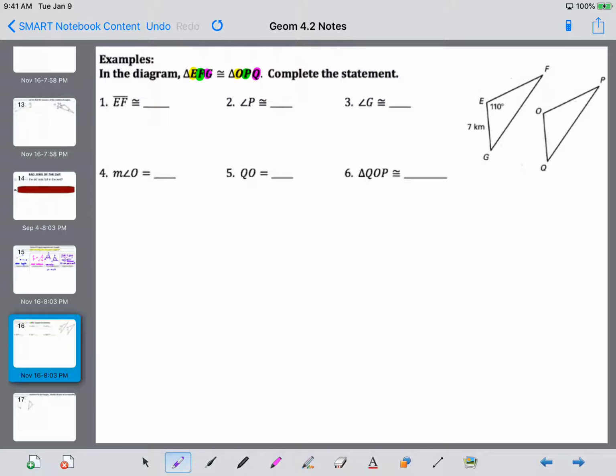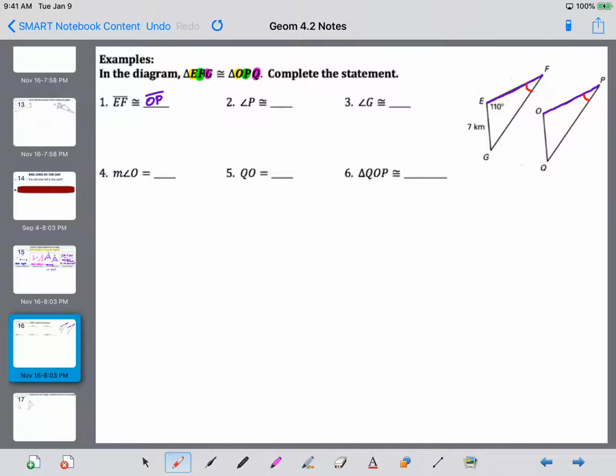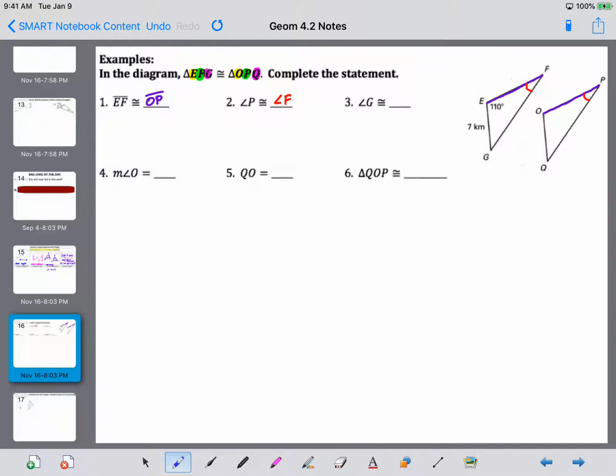All right, so let's look at segment EF first. So this segment EF is going to correspond or be congruent to OP. And if you look at your figure, EF are the first two letters, OP are the first two letters, so we know for sure that those have to be the congruent segments. All right, now let's look at angle P. We'll notice that's the middle letter in the second triangle. So angle P, this angle here, is corresponding to angle F. So those are congruent. All right, angle G. So angle G is the last letter. That's going to correspond with angle Q.